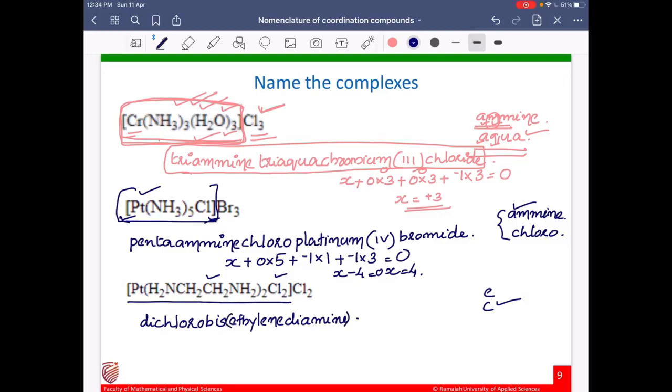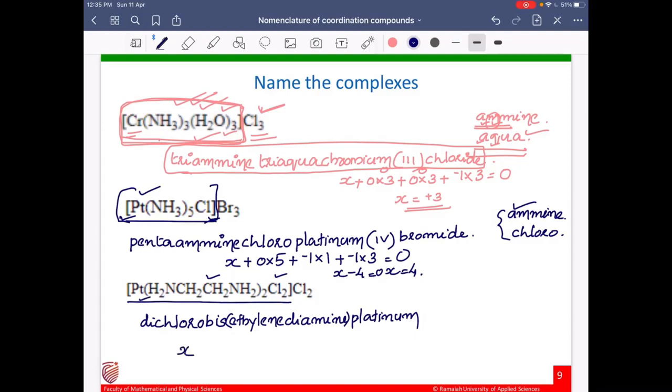So all ligands are over now. We wrote chloro and we wrote ethylene diamine. Now next is platinum. Platinum is part of the complex ion, which is cation. So we can write platinum as such. Now the cation is over. Next step is we have to put its oxidation state. How to calculate the oxidation state, I will show you now.